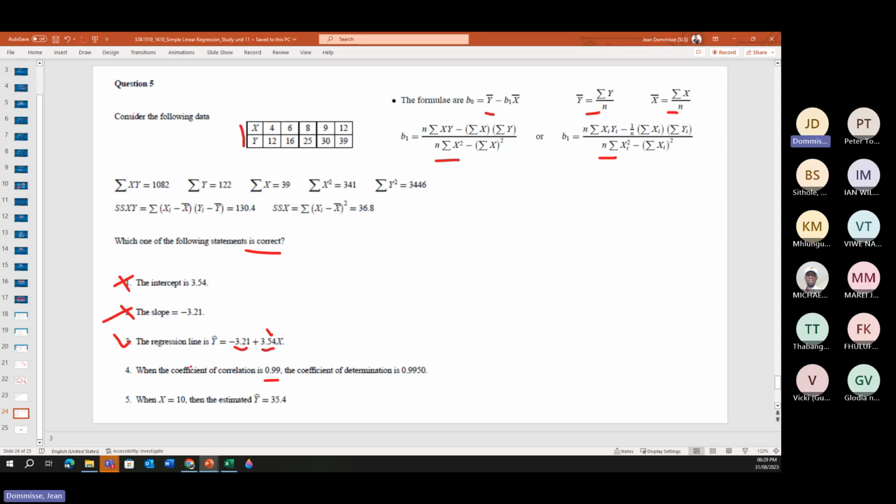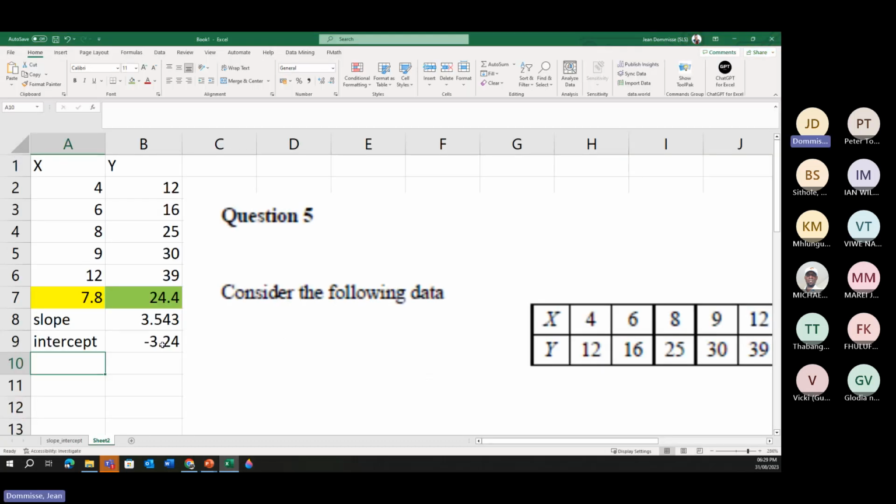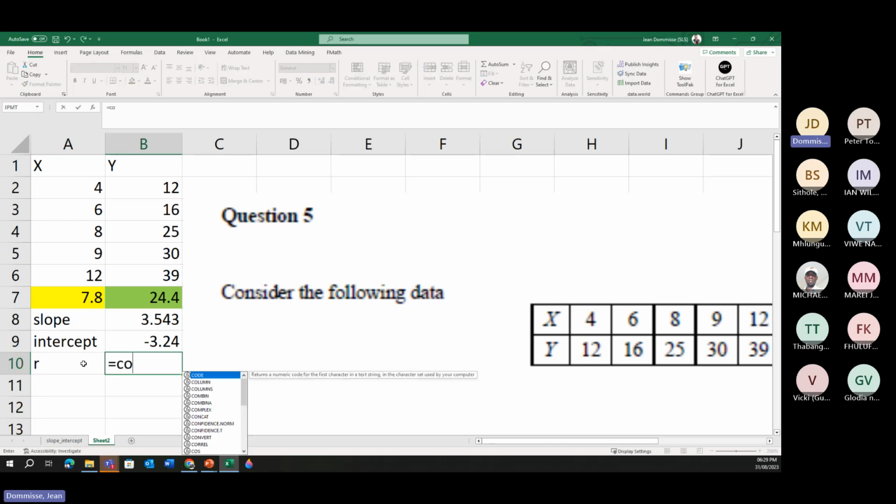Okay, cool. So there was an error on this, and it should be minus 3.24. Okay, cool. So at least we know our number of minus 3.24 is correct. Okay, so the other one was, let's see if we can get the R. So that was the coefficient of correlation.